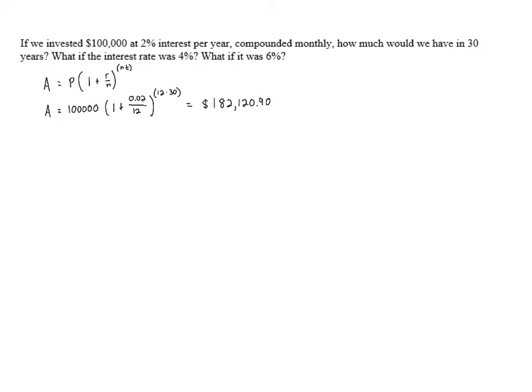All right, let's look at what happens if the interest rate is 4% or 6%. So if it's 4%, the only thing that's changing is that R is going to be 0.04. Everything else stays the same. And when we do this calculation, we end up with $339.80. So we end up with much, much more money if we have 4% interest instead of 2% interest.